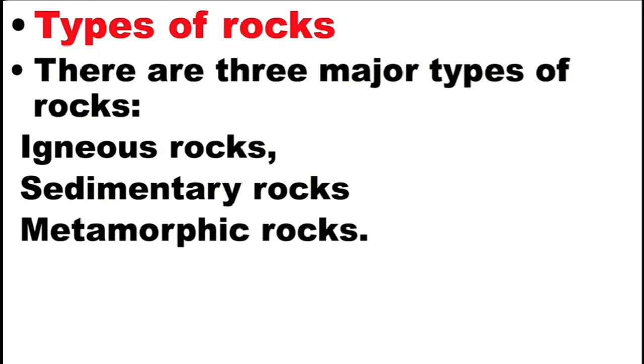So, crust is made up of different types of rock, soil and so many other geographical constituents. Among these, rocks are very important. There are mainly three types of rocks: igneous rock, sedimentary rocks and metamorphic rock. First comes igneous rock.